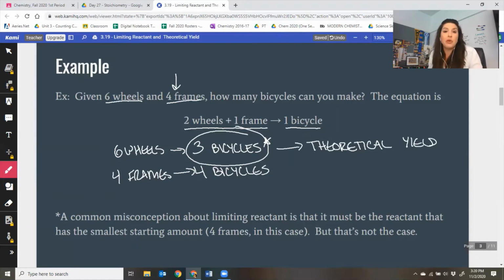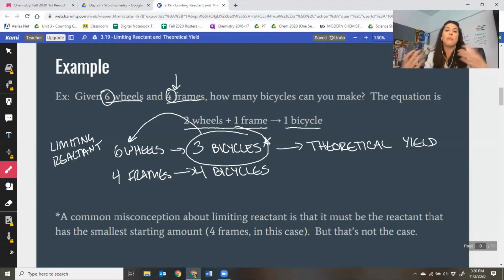And theoretical only refers to the amount that we could possibly make in the lab, not accounting for error and things like that. We then say that the reactant that produced the lowest quantity is the limiting reactant. So you can't look at the number or the quantity of a substance that's given and automatically determine what the limiting reactant is. It's not always the smallest value.